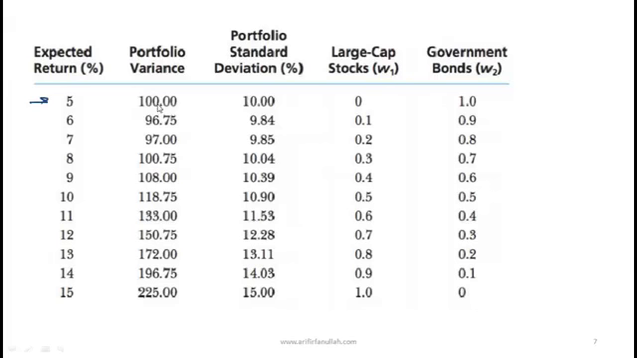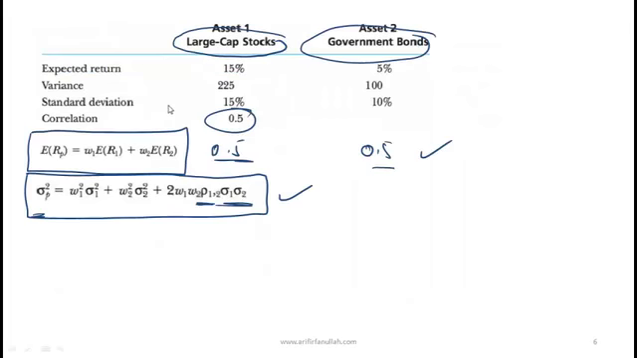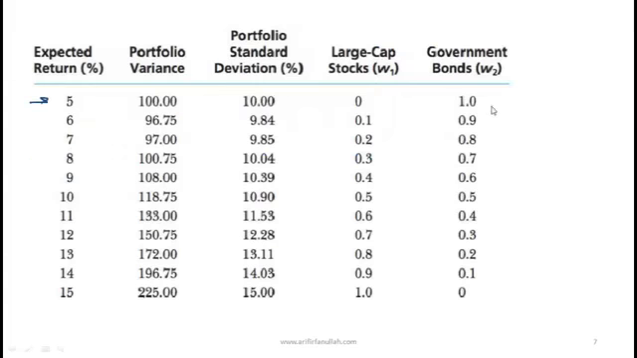This is the variance, the 100 is the variance of the government bond. So all we are saying is, look at the 5, 10%. If all your portfolio is in government bonds, then this is the government bond portfolio with this variance, this standard deviation, which is the square root of 100, and expected return is 5%.